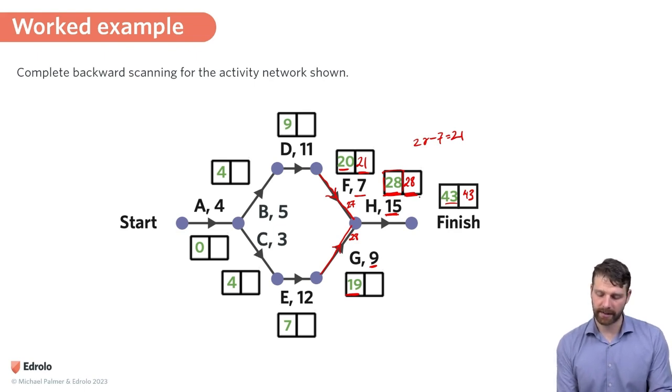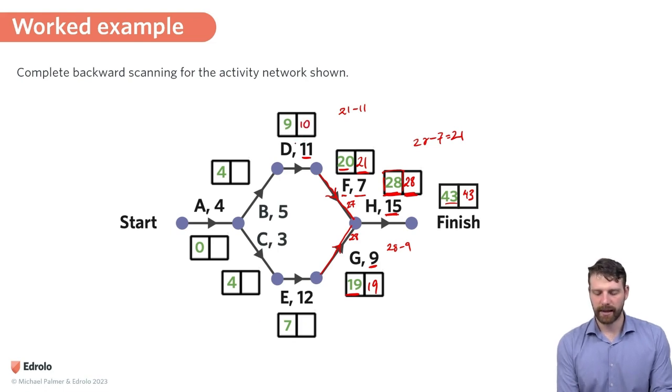Let's do the same thing here. Let's take 28 and take away 9. And that gives me 19. So we can see there's no slack time on G. G needs to start at its earliest start time. Okay, from here on out, we just subtract. We keep working backwards. So we have a latest start time of 21 for F. And if we subtract 11, so do 21 minus 11, then that gets me to 10.